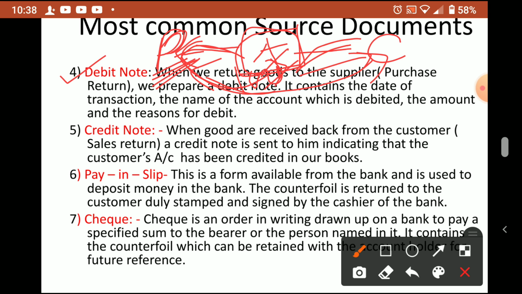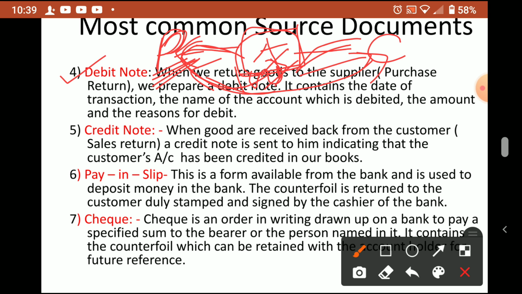There also it contains the date, name of the account debited, the amount, and the reasons for debit. What is the reason for debit? The damage. Damaged product, spoiled product, or not according to the quality expected. We can show different reasons before returning, and in that note itself we will mention that. Understood? That is the purchase debit note.